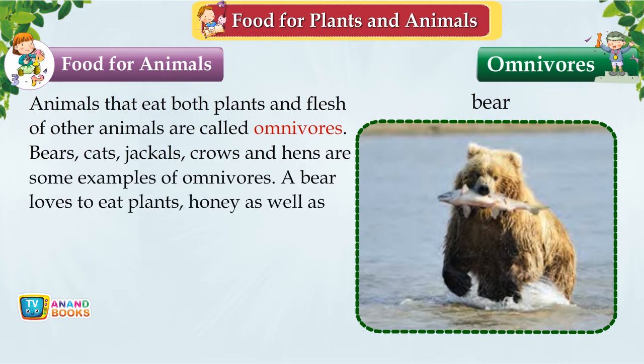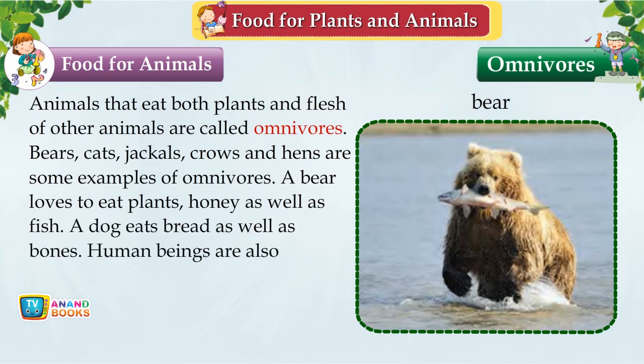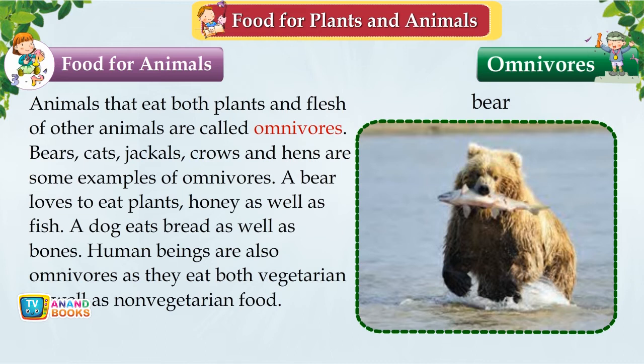A bear loves to eat plants, honey as well as fish. A dog eats bread as well as bones. Human beings are also omnivorous as they eat both vegetarian as well as non-vegetarian food.